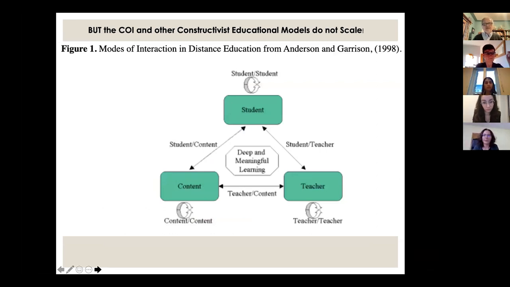One of my biggest problems with the community of inquiry model is it is a constructivist learning model, and we haven't been able to scale them much above 30 or 40 people. I know some courses have gone up to around 50, but I think the quality starts to suffer. One of the big problems is it focuses on student-student, student-teacher, and a little bit of student-content interaction. But in order to scale, we have to bump up the student content interaction.